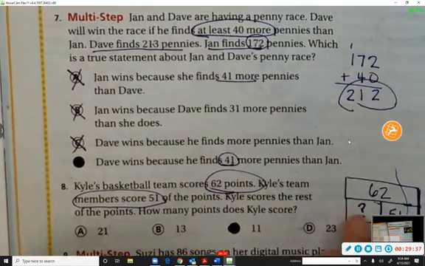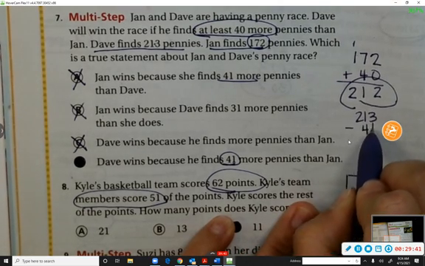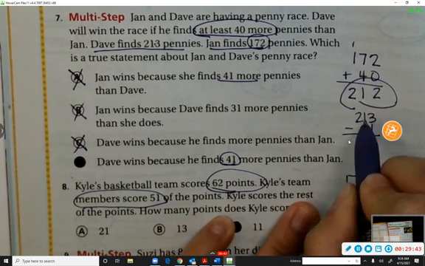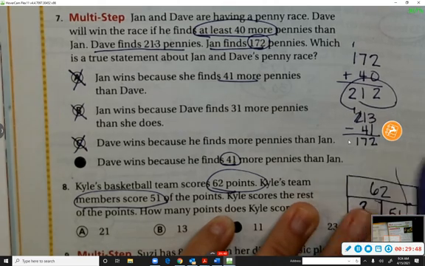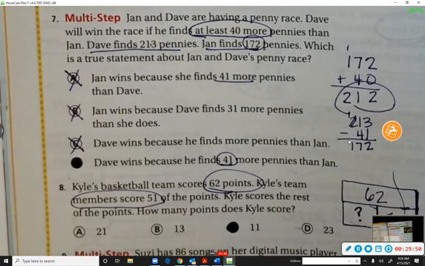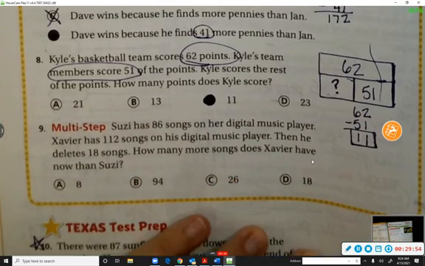Another way you could have done it is 213 minus 41 and see if that comes up to be right. Anybody do it that way? No. Okay. Okay, skip down to number 9.